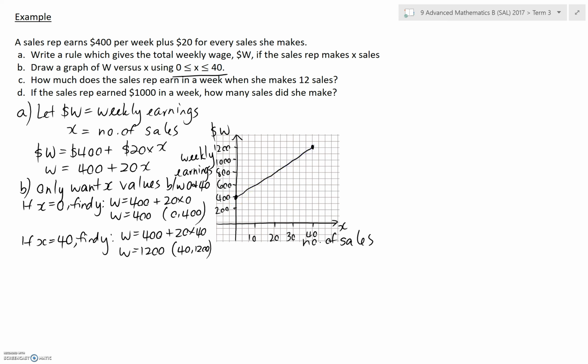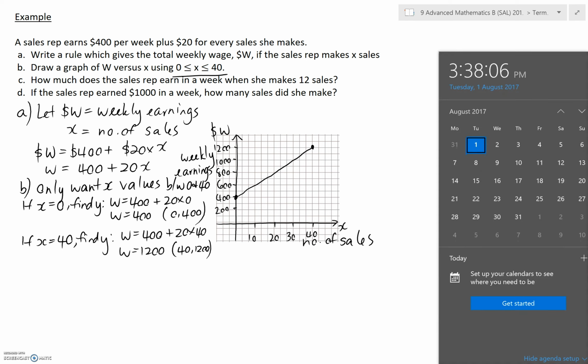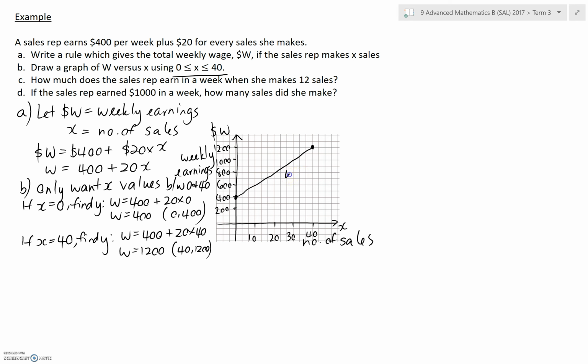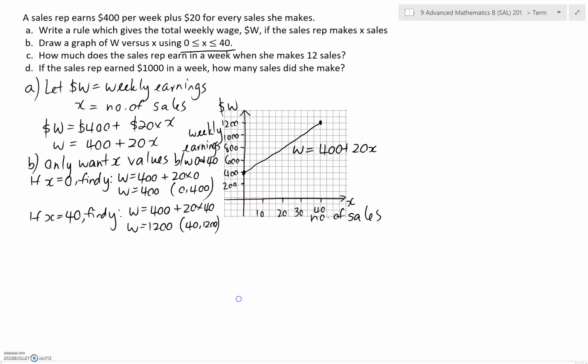So normally we'd keep going, but in this case we only want those values. It's giving us what's called a domain, defining our outside values, so we don't need to do that. But we should, like normal, write the equation of the line on there. So w equals 400 plus 20x, so that's part B. So you can see there's nothing really different so far. It's just in a more formal way.